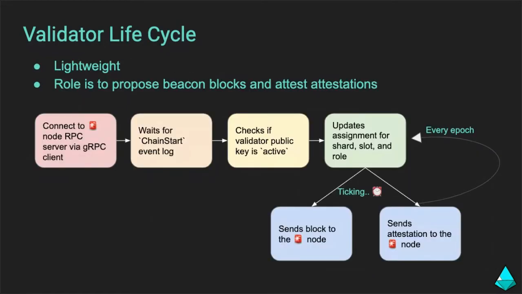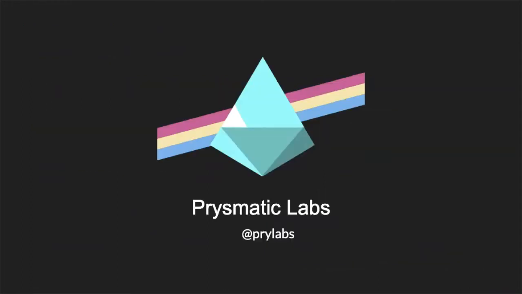And here's some validator life cycles. I did mention the validator is really lightweight. Its role is to propose blocks and attestations. The validator will connect to a beacon node via RPC, and then wait for the chain start log. Then on a per epoch basis, you will check whether the validator is active. And once it's active, you'll start performing its role, whether it's proposing or attesting, and do all the cool stuff. So yeah, that was my last slide.